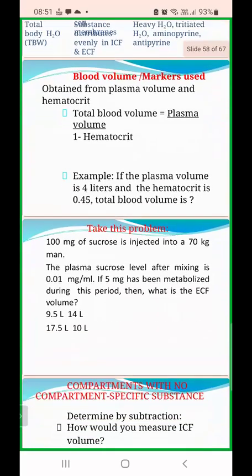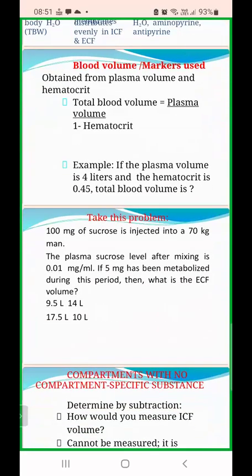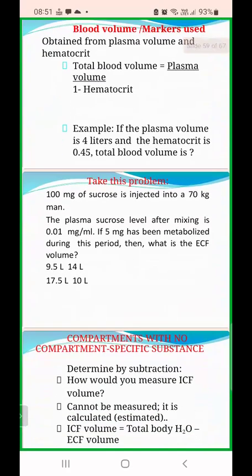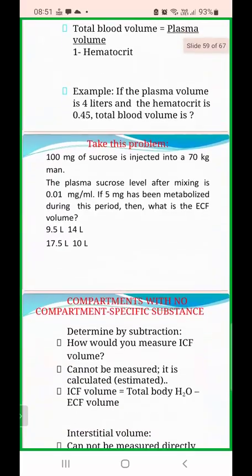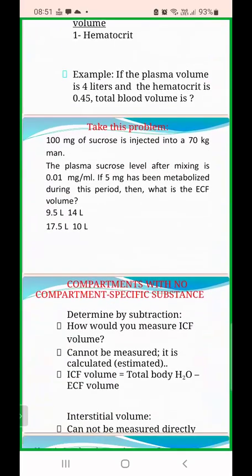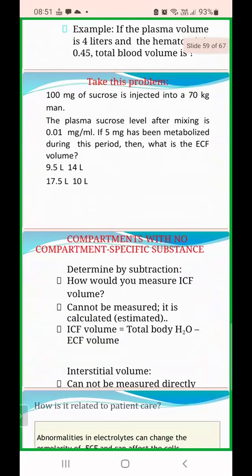Now take this problem. 100 milligrams of sucrose is injected into a 70 kg man. The plasma sucrose level after mixing is 0.01 milligram per liter. If 5 milligrams have been metabolized during this period, then what is the ECF volume? This question also I would like you to answer in the comment section.